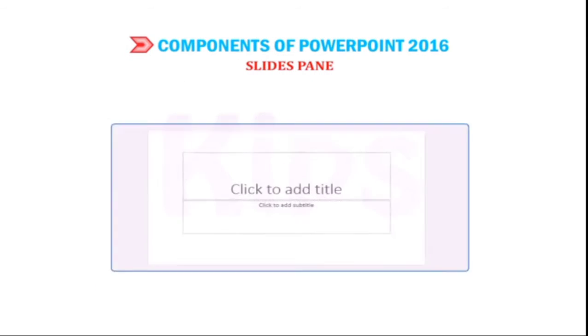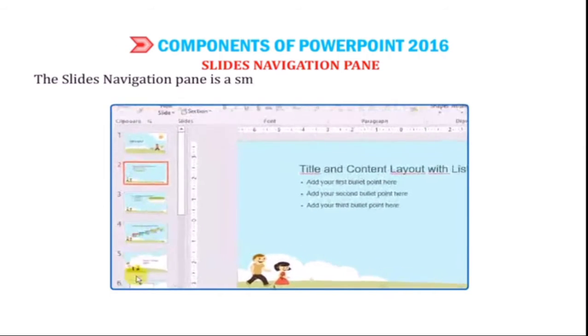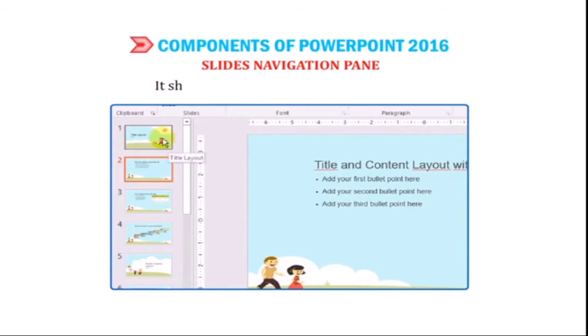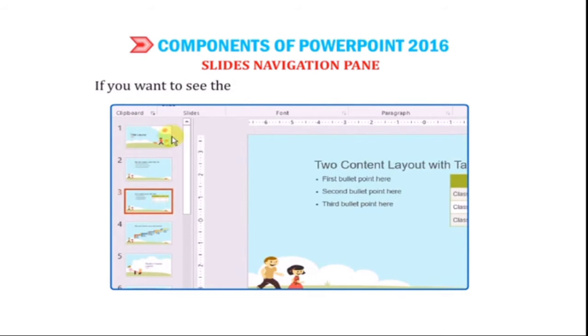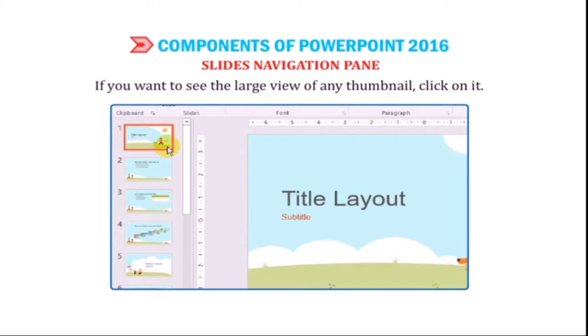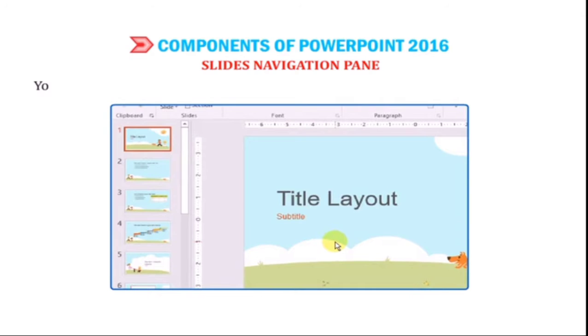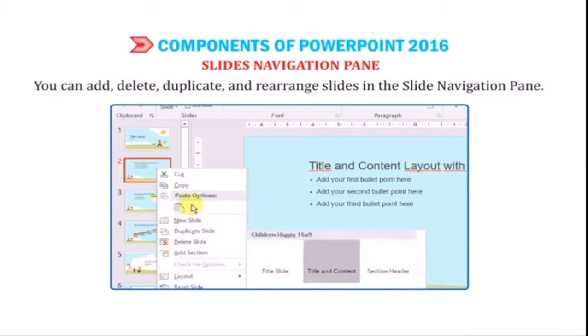Slide pane. It is the middle section of the PowerPoint window where you can work directly on individual slides. Slides navigation pane. The Slides navigation pane is a small window on the left side of the presentation window. It shows a thumbnail version of each slide. If you want to see the large view of any thumbnail, click on it. The selected slide appears in the slide pane. You can add, delete, duplicate, and rearrange slides in the slide navigation pane.